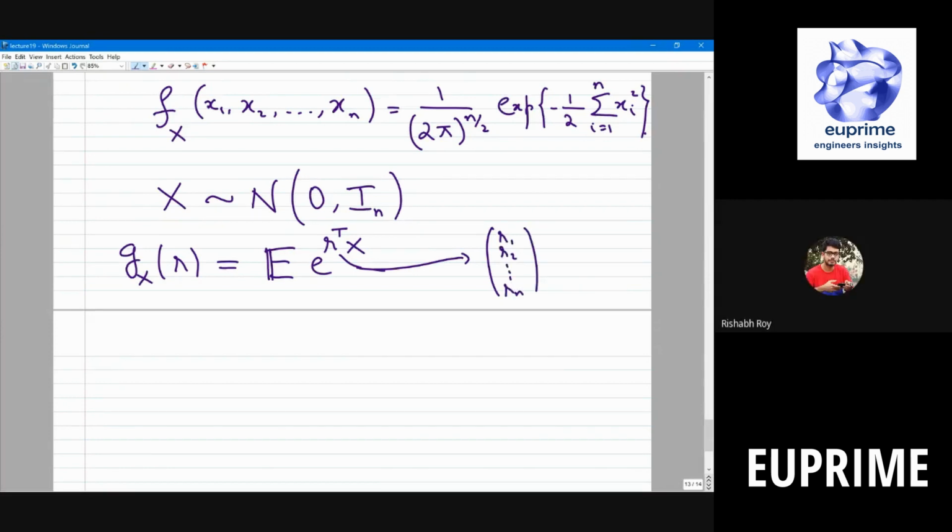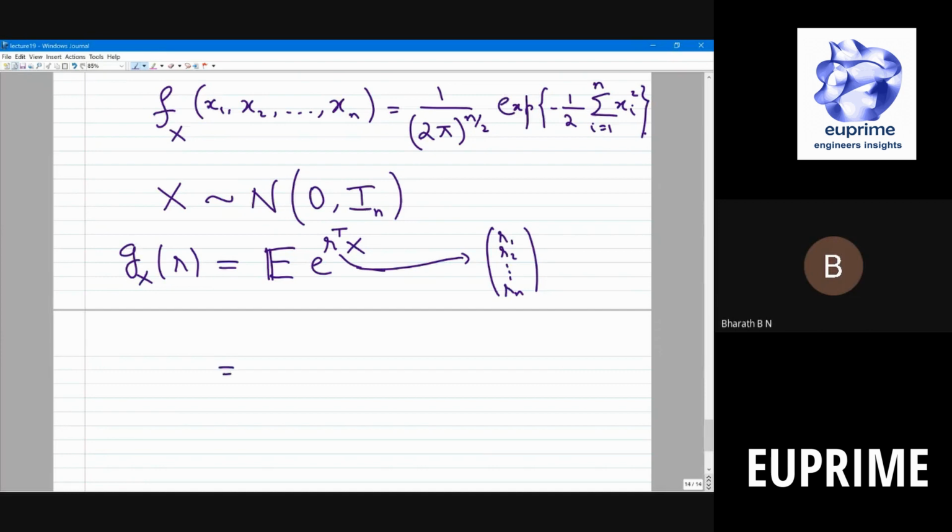For example, X are IIDs, X1, X2, X3, Xn. X is a vector, which means the components are IID. It can be correlated also, but I'm starting with the simple case, which is IID. We will see why this is IID. Well, it's a product, so therefore it is IID. Now, what will be the answer?